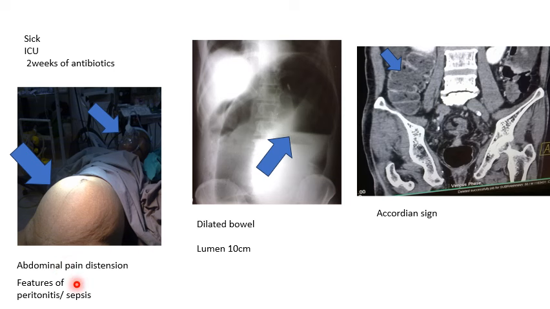Because of features like this, we have taken an X-ray. You will only find dilated bowel. You will not find anything else on a plain X-ray. But you will see that the large intestinal lumen is more than 10 centimeter. More than 8 centimeter of the large intestine should tell you that this is probably going to be toxic megacolon. Toxic megacolon has its own issues because it will perforate. Now the same patient, when we did a CT, you can see the accordion sign very well.